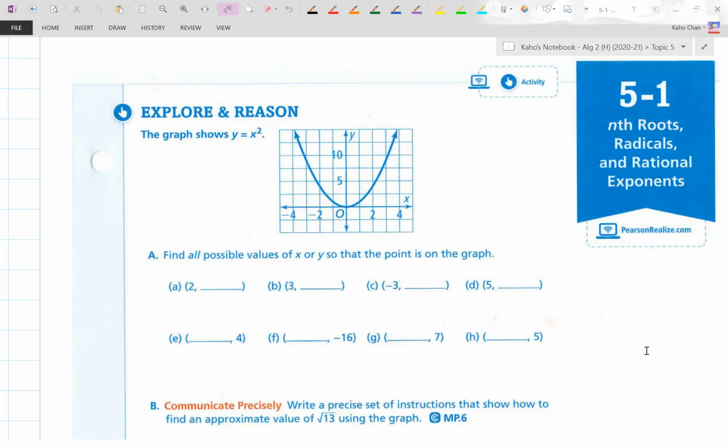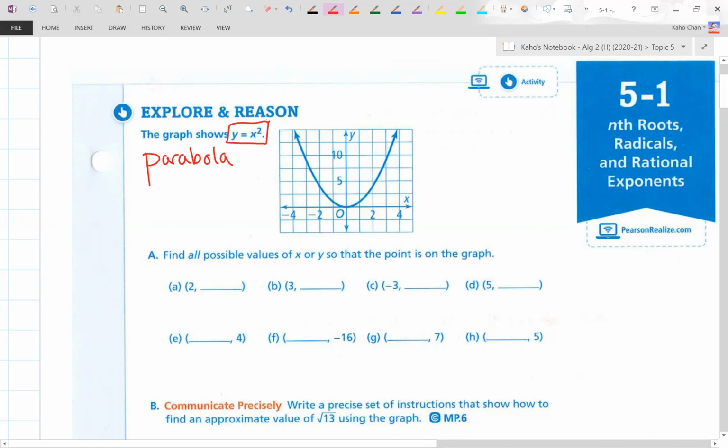We're going to explore powers and roots of these types of functions, including rationals as well. We have an opener here showing the graph of y equals x squared. As we know from Algebra 1 and some parts of Algebra 2, this is the parent graph of a parabola. Y equals x squared.